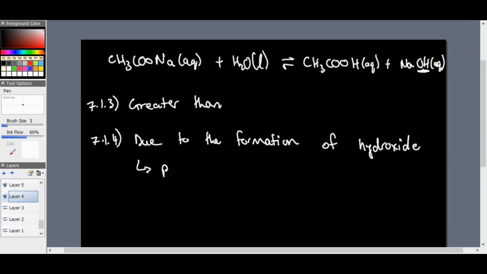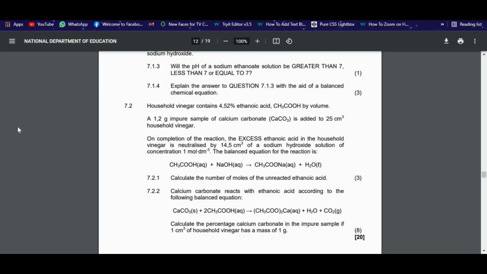The pH will be greater than 7 because there's the formation of hydroxide in the reverse reaction, okay. And in the forward reaction, it plays a part and forms water. So the pH of CH3COONa is definitely going to be greater than CH3COOH. Okay, cool. Now 7.2, we're continuing with household vinegar.